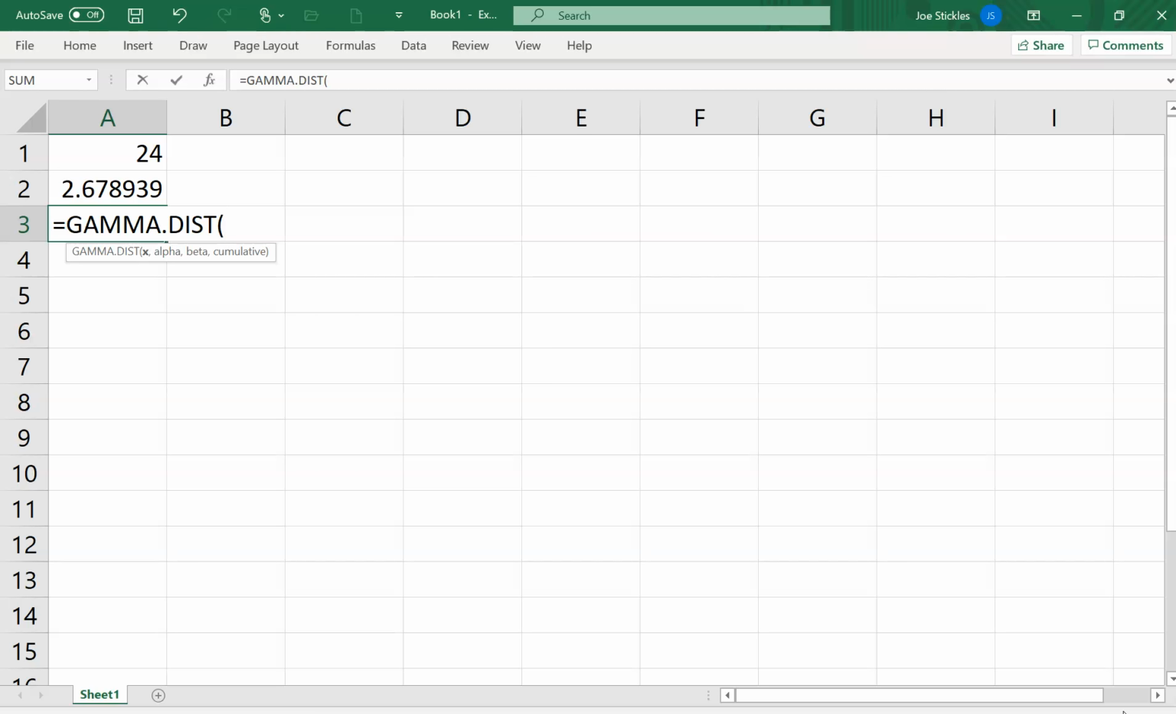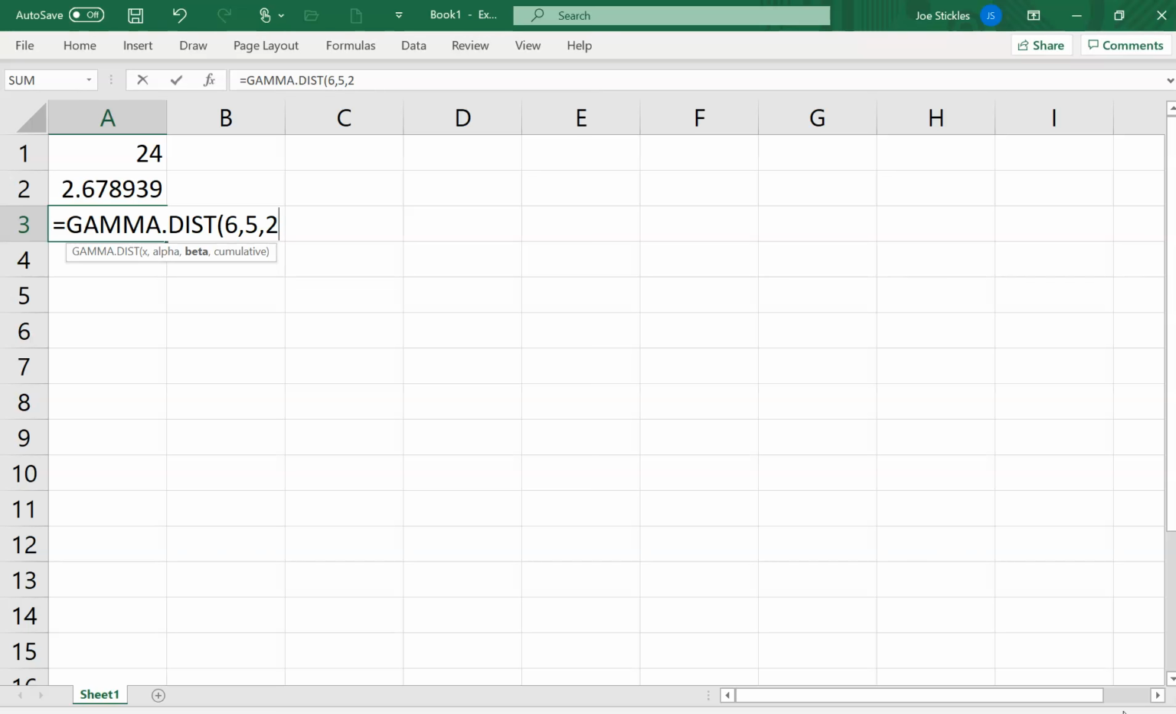So we want an alpha value, a theta value, and then whether we want to plug that X into the PDF, or plug that X into the CDF, going all the way from zero up to a certain value. So in this case, the X value we're interested in, the problem says the probability that X is less than 6, so the X value that we want is 6. The alpha was 5, and the theta was 2.